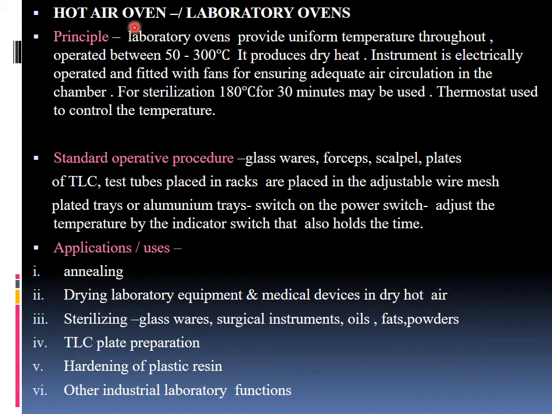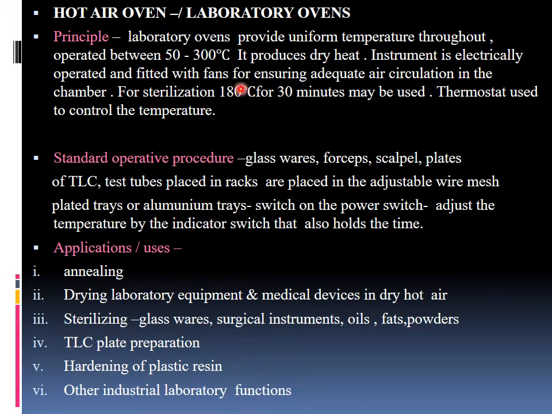Next is the hot air oven or laboratory oven. So what is a hot air oven? It provides dry heat for sterilization. They provide uniform temperature throughout, and it is operated between 50 to 300 degrees centigrade. The instrument is electrically operated. It is fitted with fans for ensuring adequate air circulation in the chamber. See, this hot air oven is double walled. Why is it double walled? Because of insulation. The air is circulated very nicely and does not escape away.